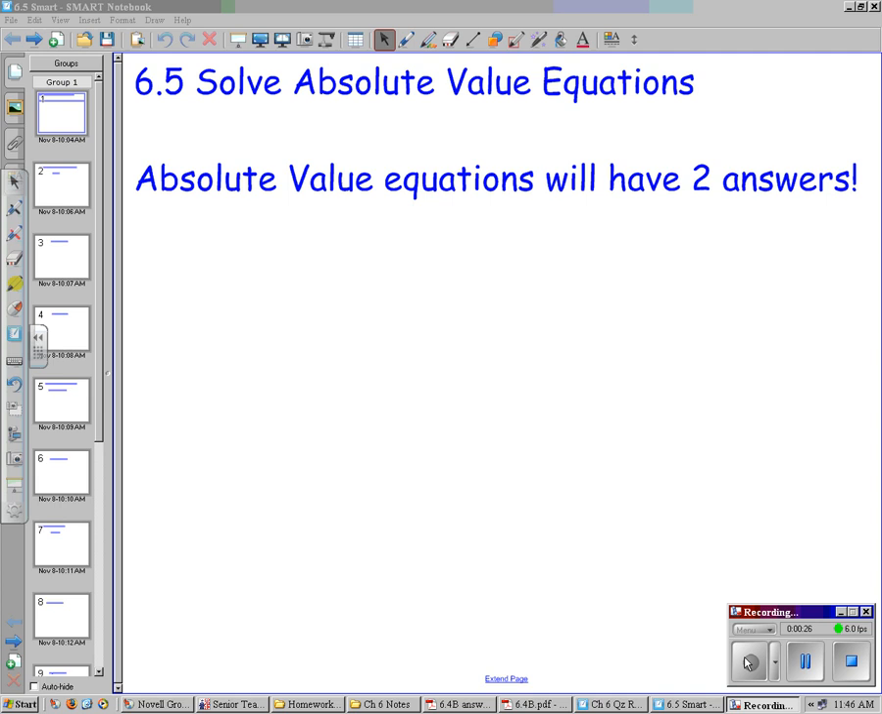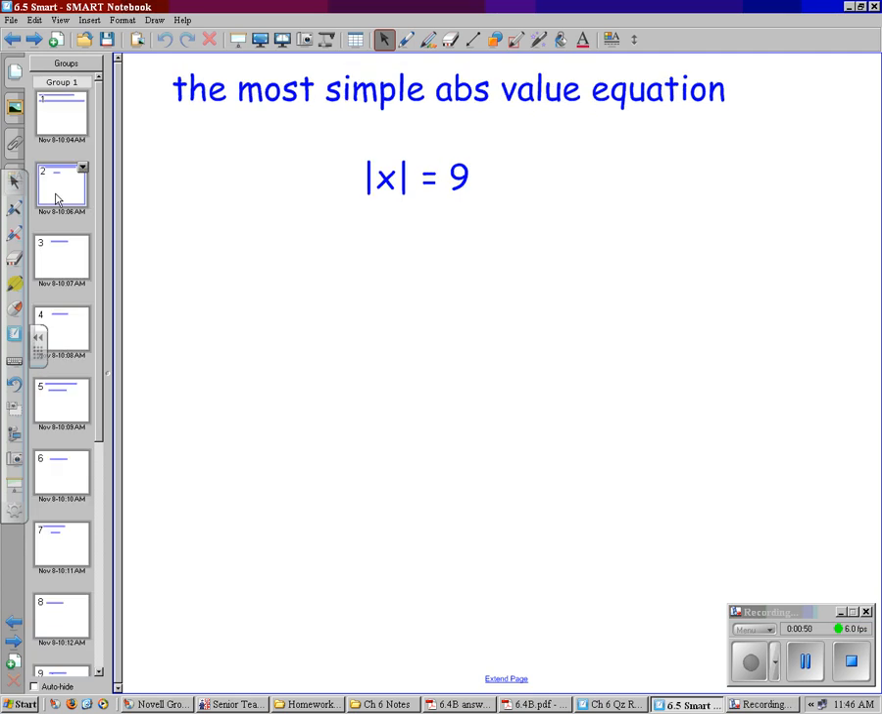Today we are working on equations, but they're absolute value equations, which more than likely most of you have not worked with before. Absolute value equations will have two answers most of the time. There's one exception to that rule, and we'll talk about that one as we go through here. What does an absolute value equation look like? Well, something as simple as this. The absolute value of x equals 9.